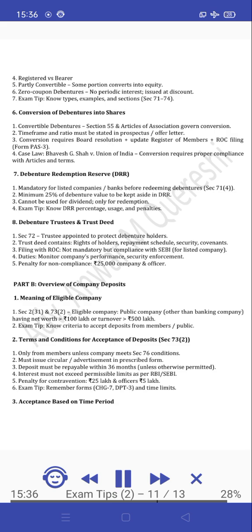1. Convertible debentures. Section 55 and Articles of Association govern conversion. 2. Time frame and ratio must be stated in prospectus offer letter. 3. Conversion requires board resolution plus update register of members plus ROC filing form PAS 3.